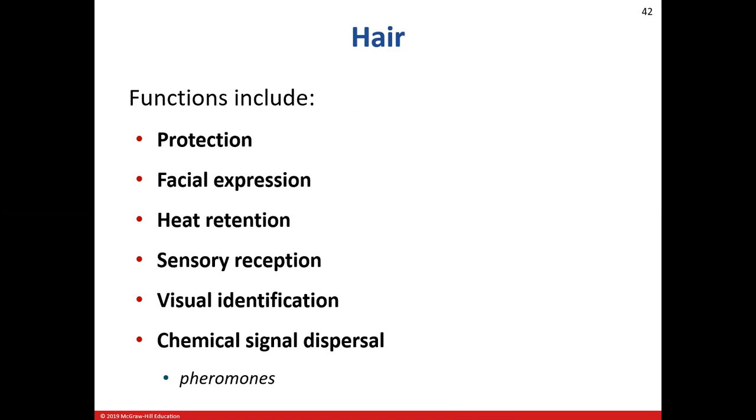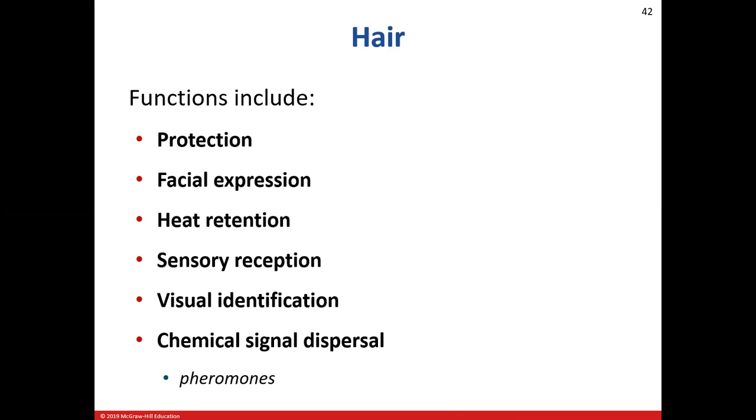So what are some of the functions of hair? One, it's for protection, okay? We'll kind of go through this list here, but we have protection. We use hair for facial expressions. Obviously, it kind of gives us a layer, kind of a furry layer, if you will. So it does help in heat retention.